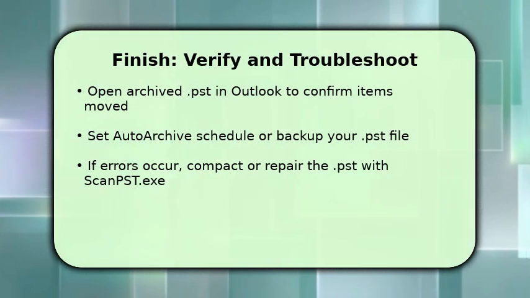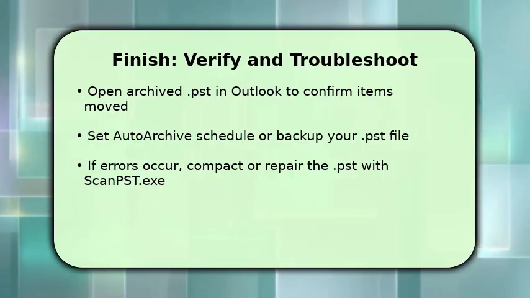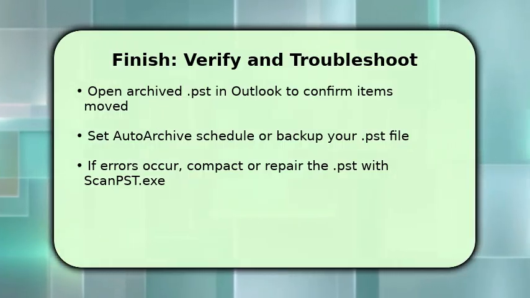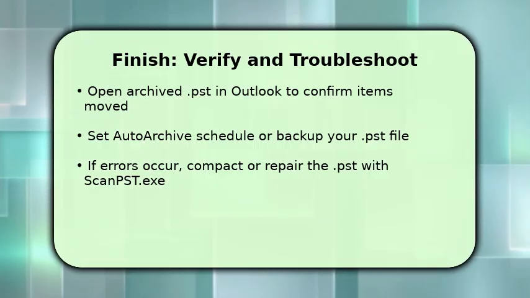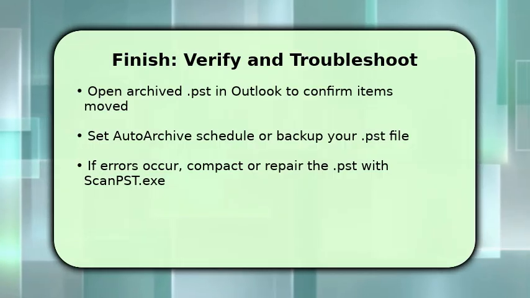Finish by reopening the newly created PST in Outlook and spot check several folders and messages to confirm everything moved as intended. Once verified, enable Auto Archive or schedule a backup routine so your archive stays current. Store the PST on a backed up volume.